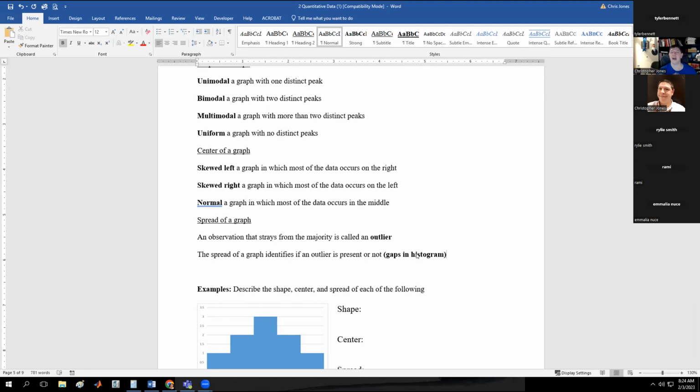Anytime you see an observation that's really far off, that's an outlier. For instance, if I asked everybody to put their age in the chat, which I'm not asking you to do, and then I put my age in the chat, I would suspect I'm an outlier compared to the large majority of the class. So just think of it in those terms.